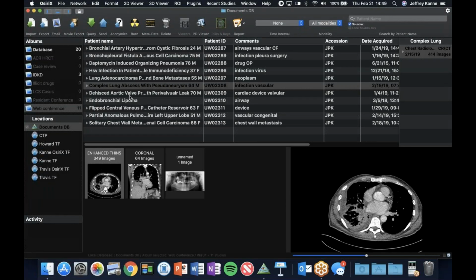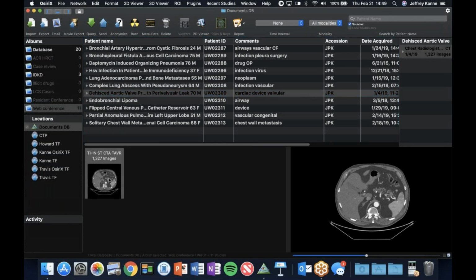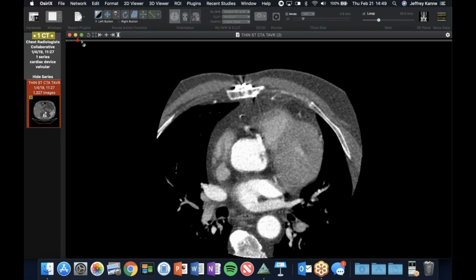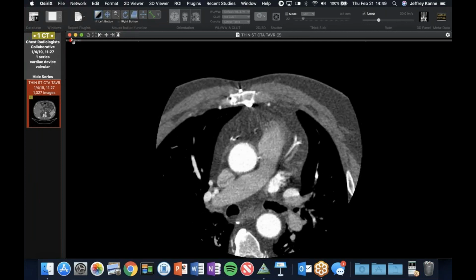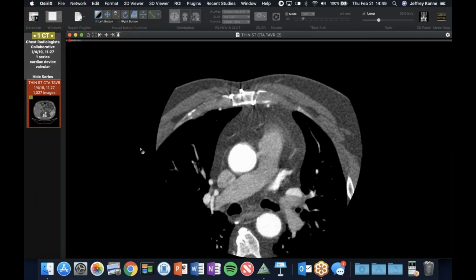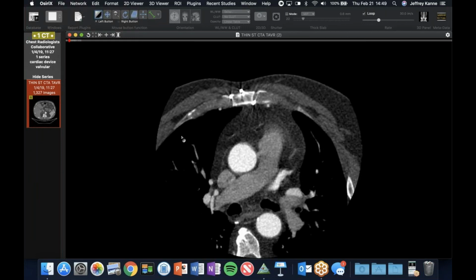Okay, this was a case that my colleague shared with me. This was a patient who was on for a TAVR conference. You know, they meet and discuss them, and so this was the TAVR workup.